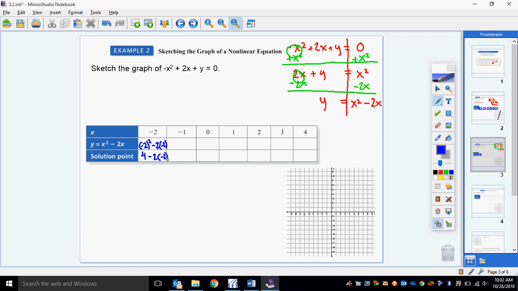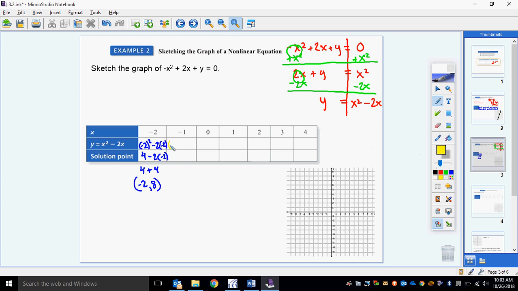So a negative 2 times a negative 2 would be a positive 4. So now it's 4 plus 4 and you get 8. Remember that is the y value. Okay, y is equal to whatever you plug in x. Here we plugged in negative 2. Okay, so that's one solution point. And then you keep going.